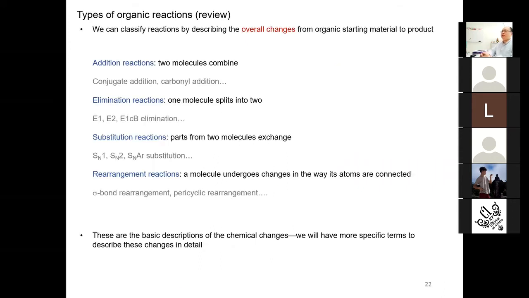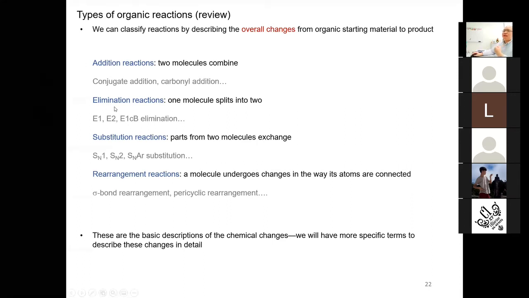First, we are going to review a little bit about types of organic reactions. We can classify reactions by describing the overall change from starting material to product. You probably already know this concept, so we are just going through it briefly. Addition reactions: you add things up. You have two molecules at the beginning and only one molecule at the end. You call it an addition reaction.